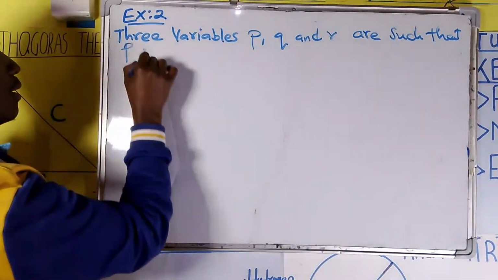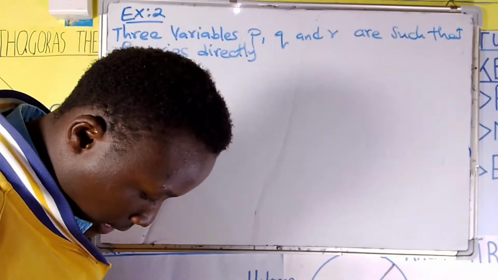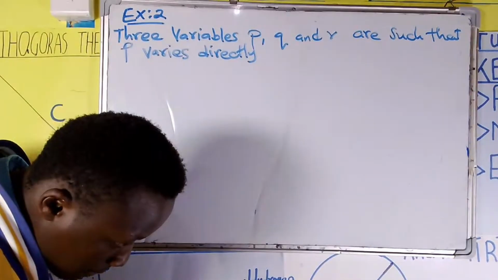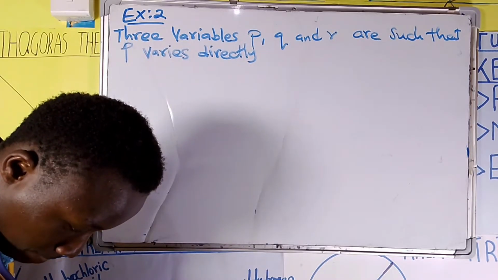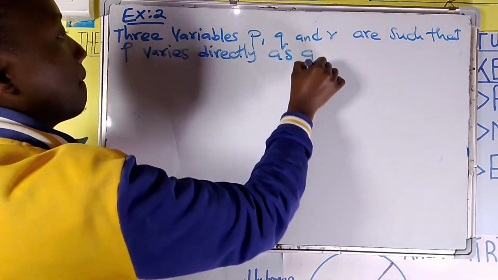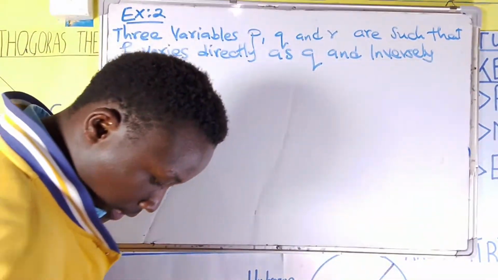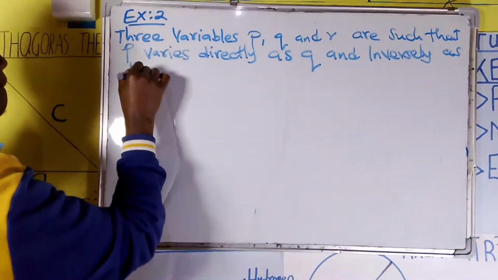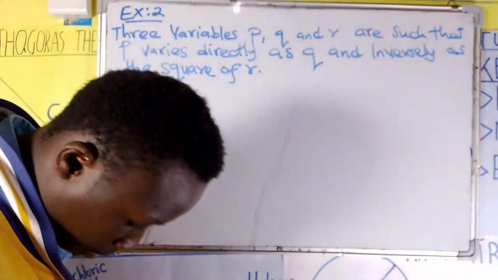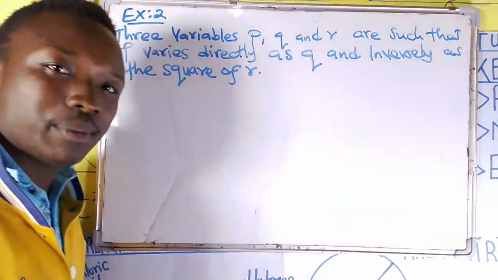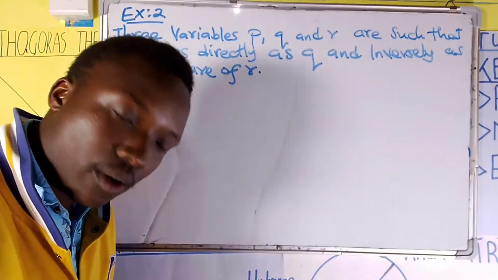P varies directly as Q and inversely as the square of R. So, to express that, let us go straight to the point.